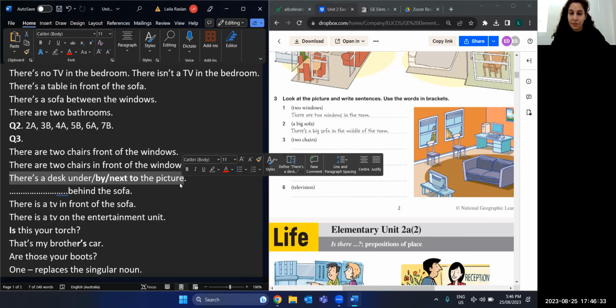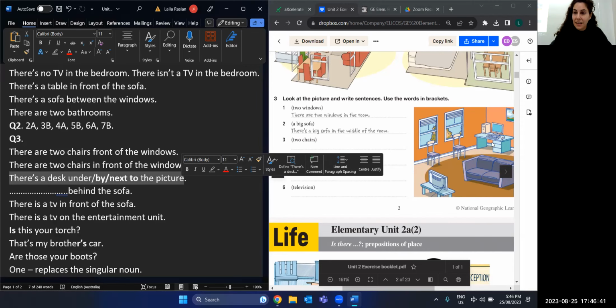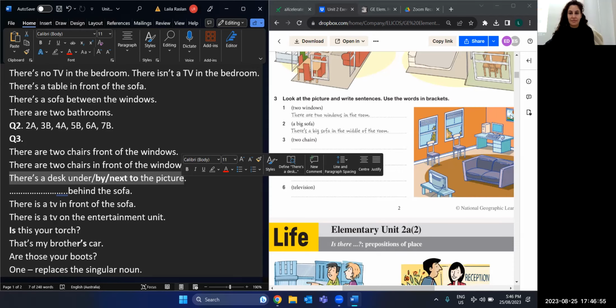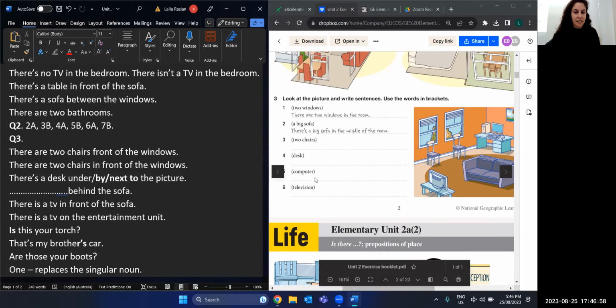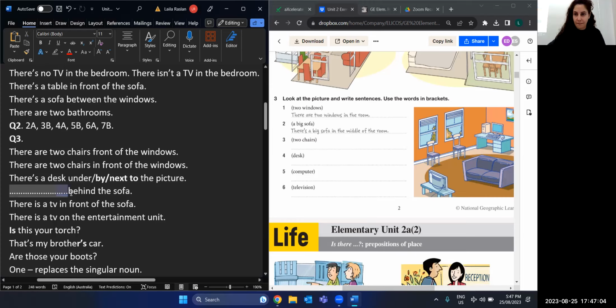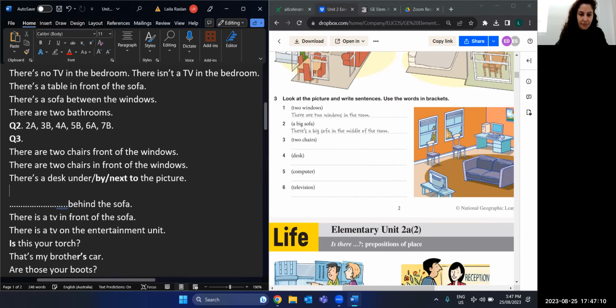But how about there's a desk under the picture? Yep. Another way is to say by, that means close to or next to. There's a desk next to the painting or the picture. I mean, it depends what it could be. About the computer. What can we say about the computer? Yeah, so there's a computer on the desk.